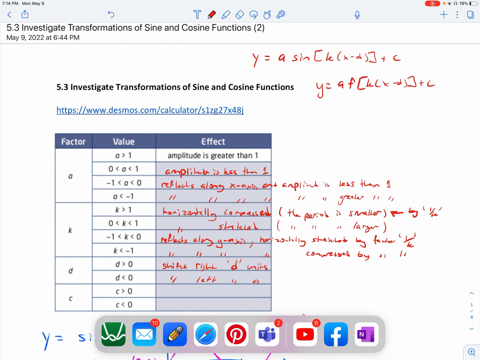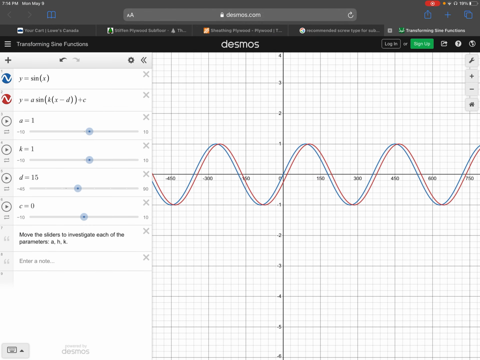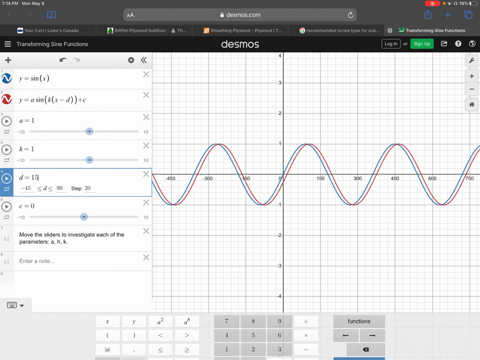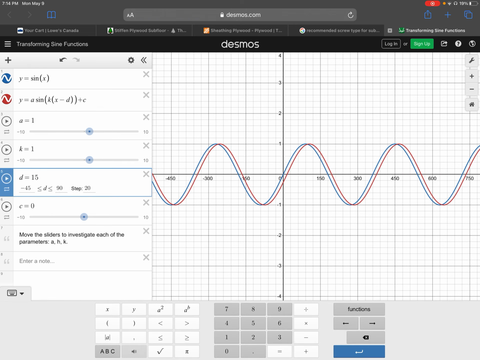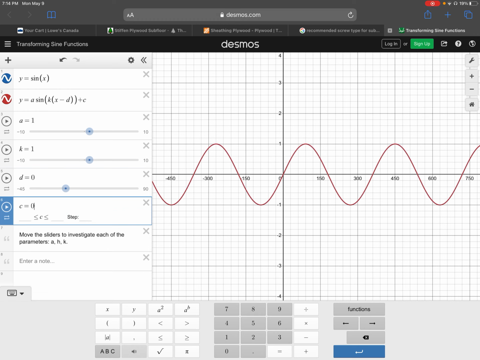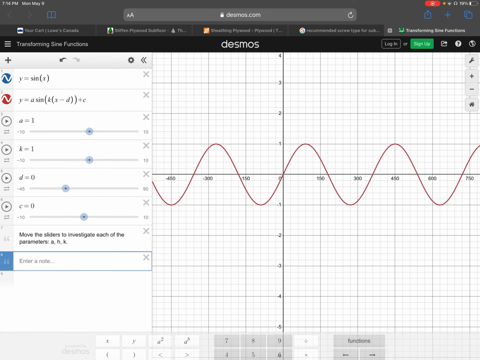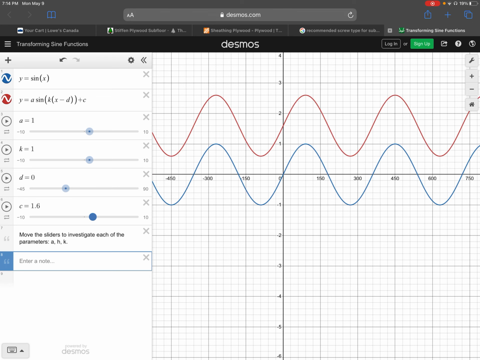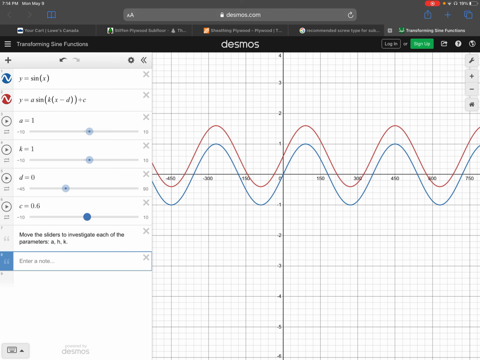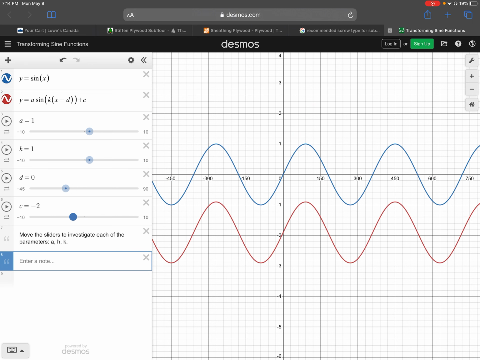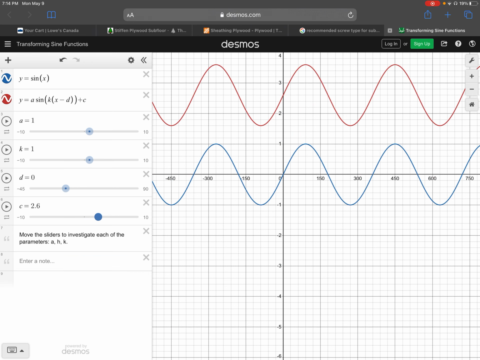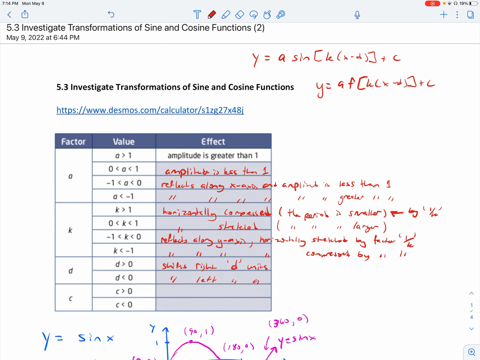Lastly, our value for C, let's just reset D to 0. So if we make C greater than 0, it goes up. C less than 0, it goes down. So we can say shifts up C units, not D. And if C is less than 0, it's just going to shift down C units.